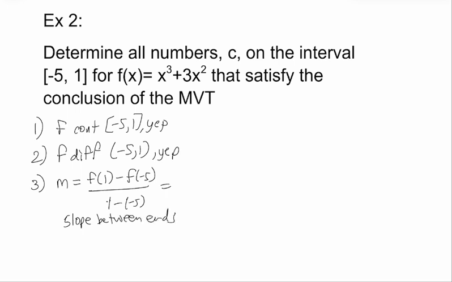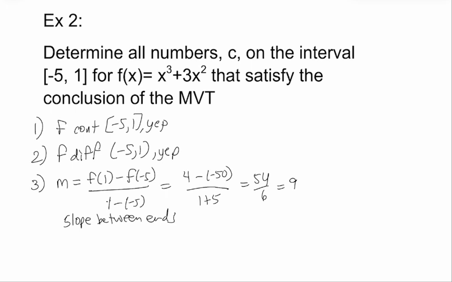F of 1 is 4. And help me, please, if I make a mistake. F of negative 5 is negative 50 all over 1 minus negative 5, or 1 plus 5. So we get 54 divided by 6, which is 9.